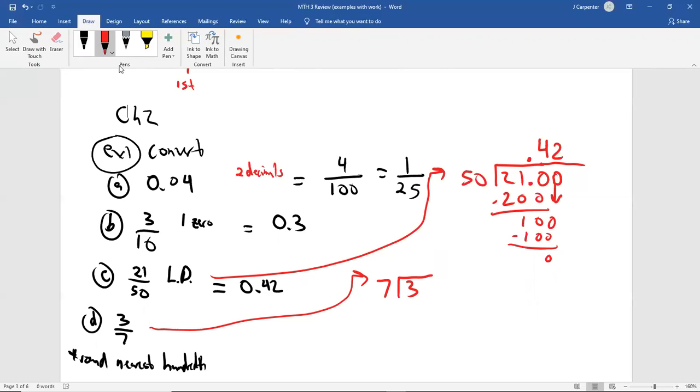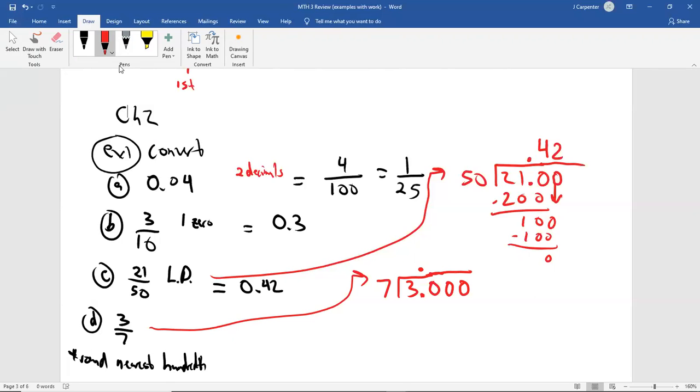7 can't go into 3, so we definitely need a decimal and at least 1 0, but I can go ahead and put the number of zeros I know I need. We were told to round to the nearest hundredth, which means we need to divide to the thousandths place. So I know I need this many zeros. Why not go ahead and set the problem up like that? You don't have to, but it's helpful. That way you don't do more than you have to or less than you have to.